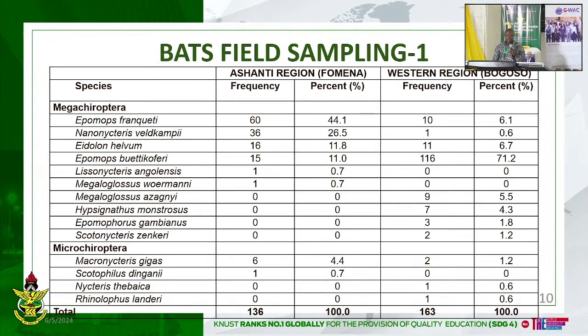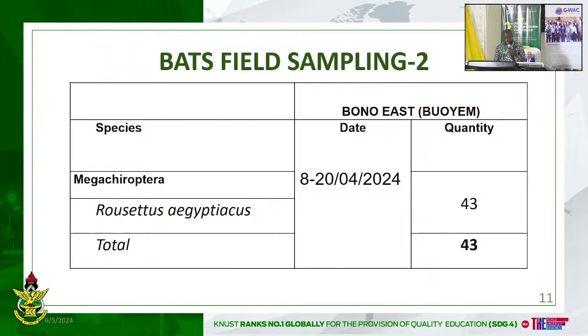So for work done so far, we've done some field work in Ashanti and Western region. Unfortunately, in Ashanti and Western region, we did not find caves there, but we were able to trap bats in the forest where galamsey mining is occurring. We found a lot of Megachiroptera bats and Microchiroptera bats. Unfortunately, we didn't get Egyptian rosette bat in Ashanti and Western region. But in Boyem, in the Bono East region, in spending 2 weeks there, we were able to capture 43 Egyptian rosette bats from caves around the Boyem enclave.